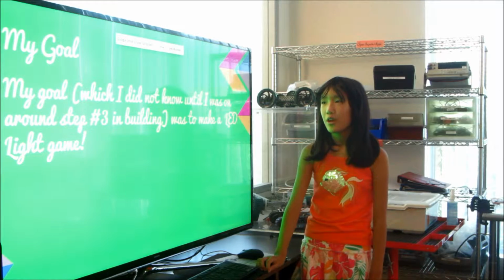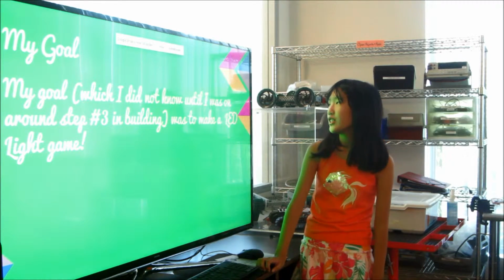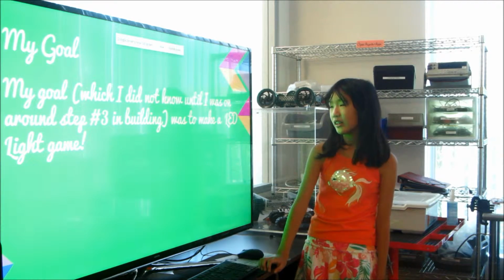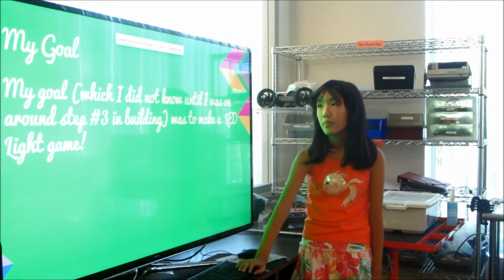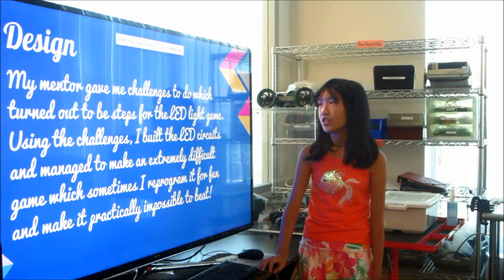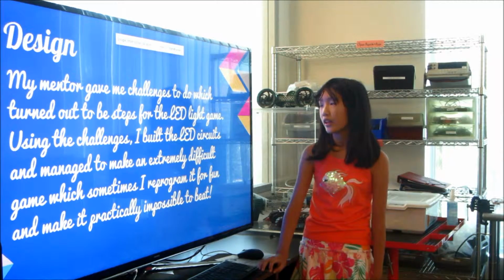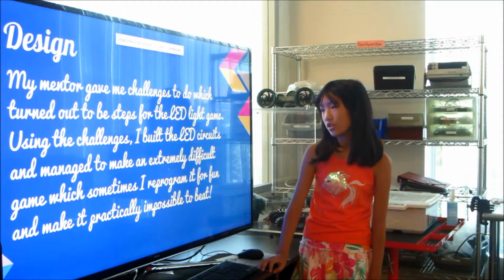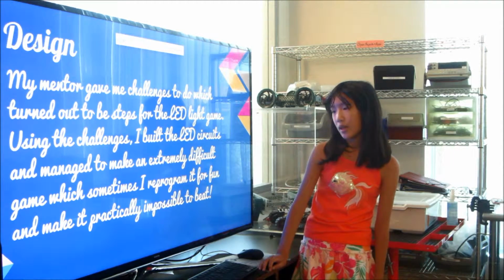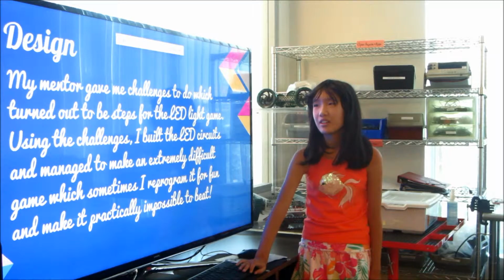My goal, which I did not know until I was on around step 3 in building, was to make an LED light game. My design: my mentor gave me challenges to do, which turned out to be steps for the LED light game. Using the challenges, I built the LED circuits and managed to make an extremely difficult game, which sometimes I reprogram for fun and make it practically impossible to beat.